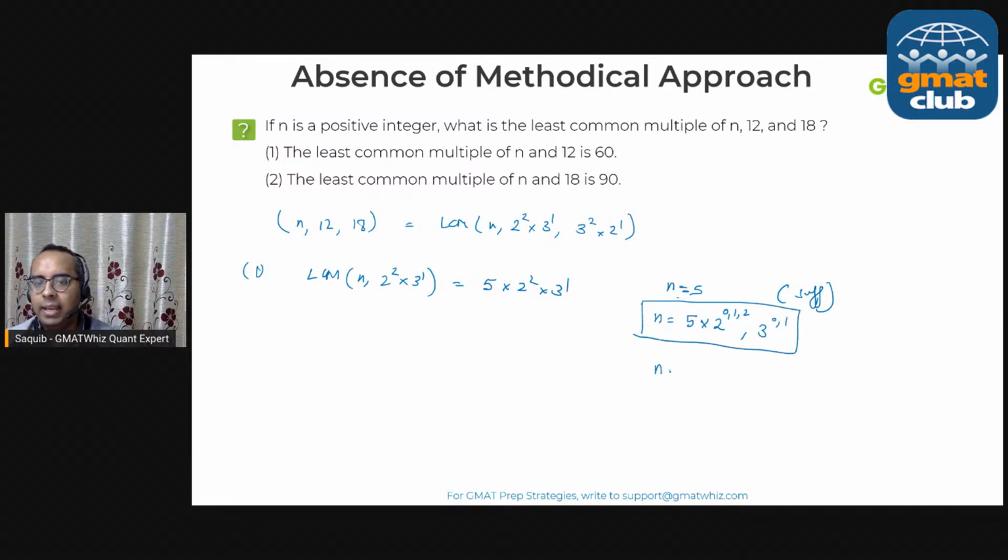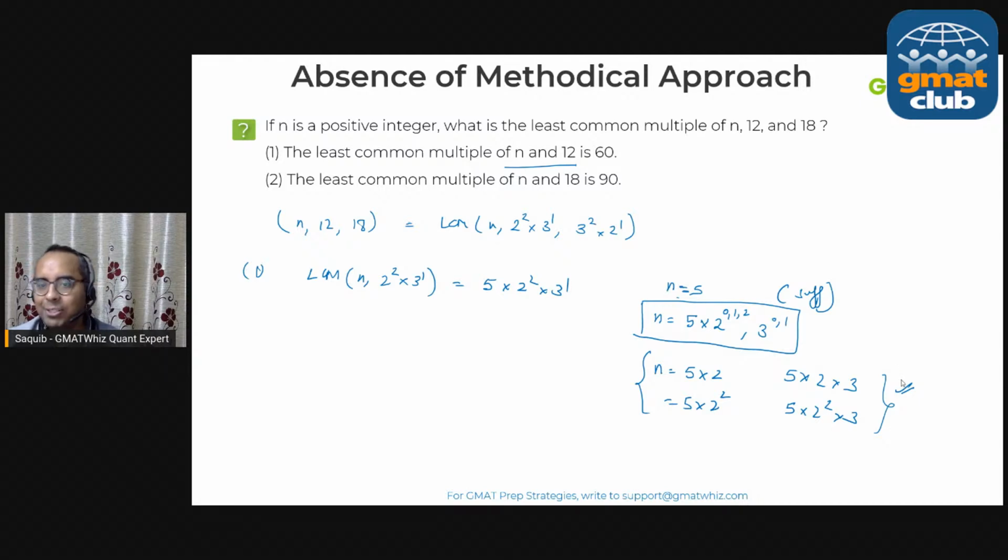What I mean by that is that n could be 5 times 2 also. N could be 5 times 2 square also. N could be 5 times 2 times 3 also. N could be 5 times 2 square times 3 also. And you can try the LCM of n and 12 with 60, and you'll see that all these cases are possible. All these cases are possible.